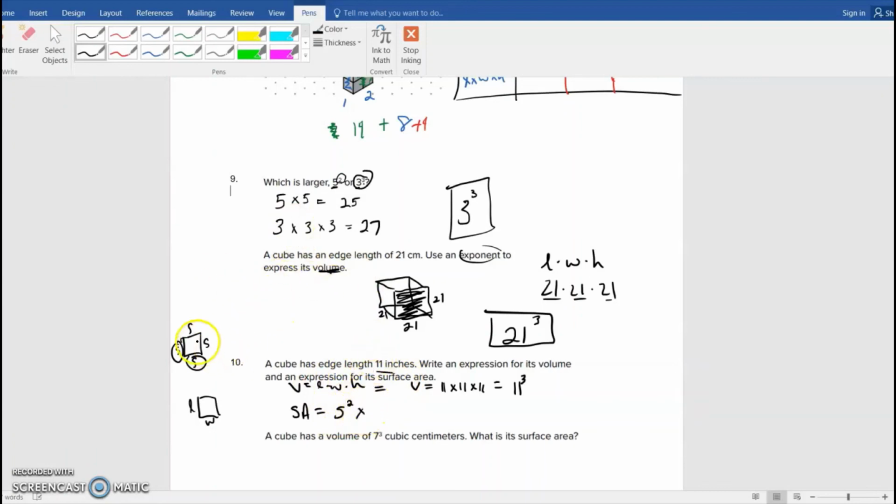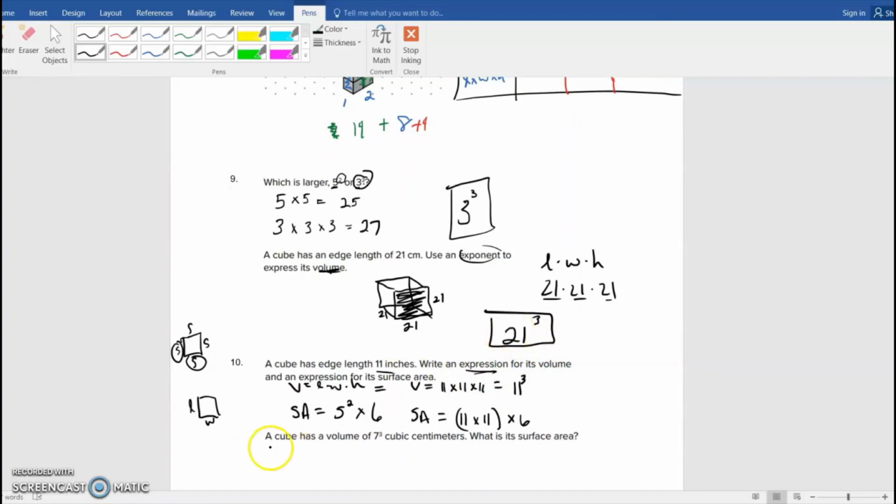times, and how many faces do we have in a cube? Well, we have 6. We have the top and bottom, the left and the right, and the front and the back. So our side squared, or length times our width, times 6. In this case, we could say 11 times 11, if each one of those are the same, times 6. And that's what it wants, an expression to find that.